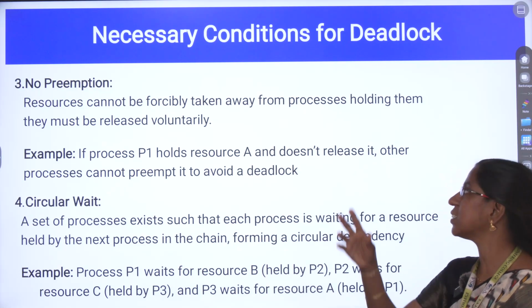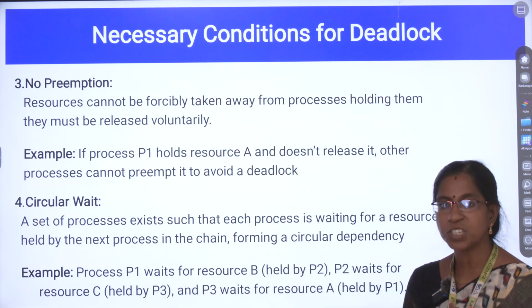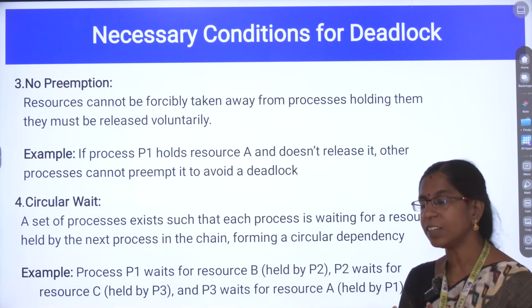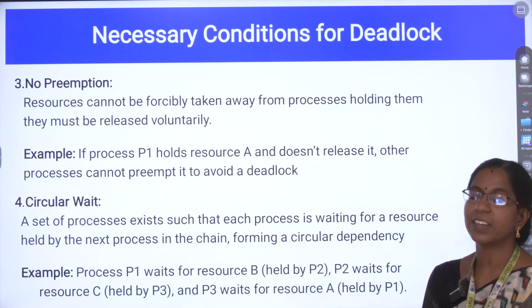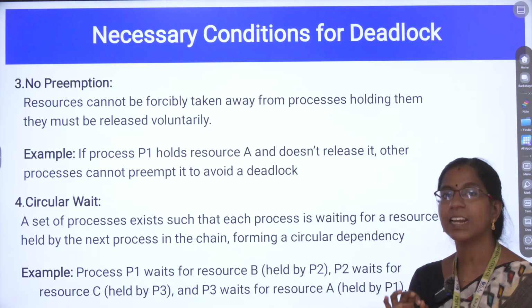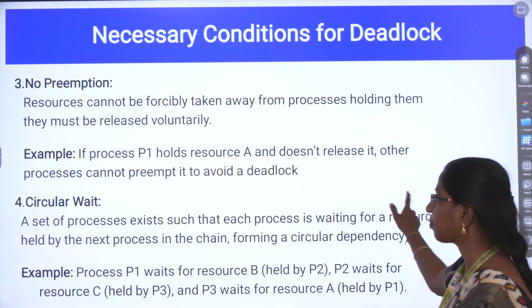These are all the necessary conditions for deadlock. First, mutual exclusion. Second, hold and wait. Third, no preemption. Fourth, circular wait. These are the reasons why deadlock arises in the processes of an operating system.